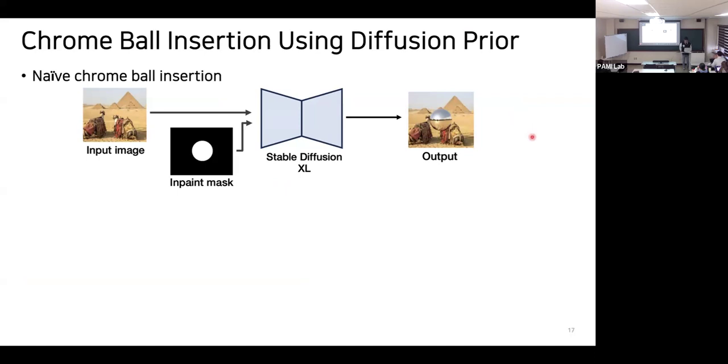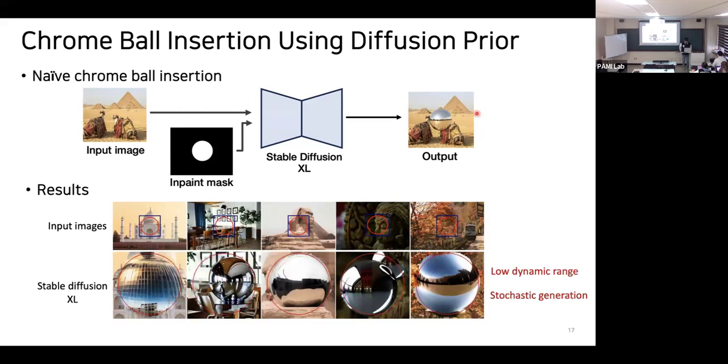And so when we think about the way to use this latent diffusion model to insert a chrome ball inside of the image, we can think about this inpainting process. We can use the basic Stable Diffusion model with an inpainting mask to inpaint a chrome ball inside of the image. However, there are problems like this. When we use just Stable Diffusion, we can only generate low dynamic range images. This is natural because Stable Diffusion is trained on a dataset consisting of low dynamic range images.